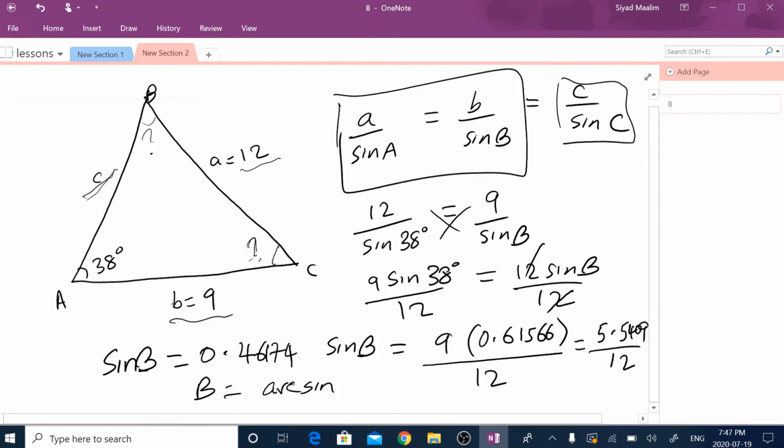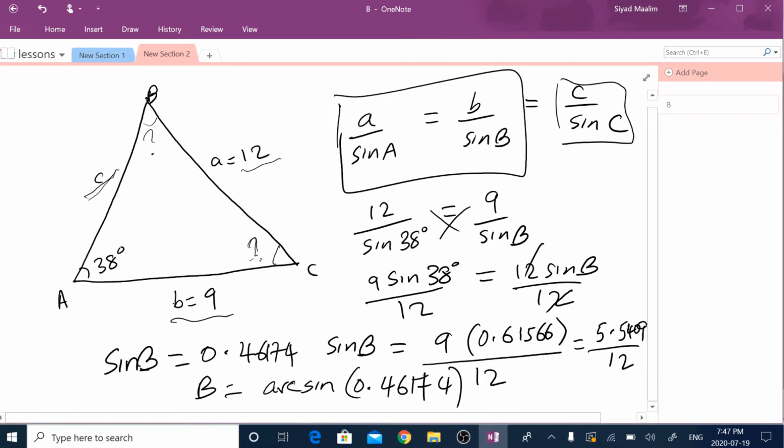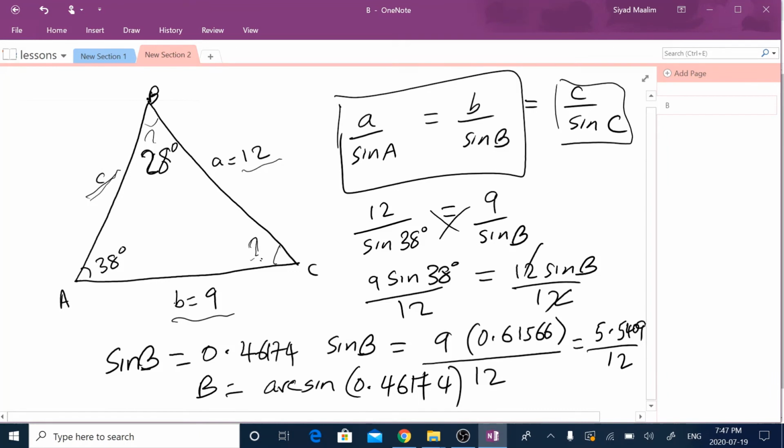But in order to get the exact angle value, the value of B, we have to find the arcsine of 0.46174. So what does that give me? You use your sine inverse of this. When you put that in your calculator, you will find that this angle is roughly 28 degrees.